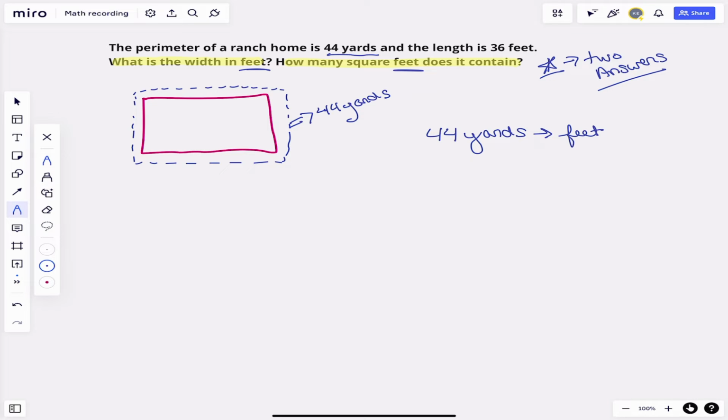I know that there's 3 feet in every yard. And if there's 44 yards, then that gives me a total of 132 feet. Now, just in case you don't know, this little signal means if it's 1, it's going to be feet. And if it was 2, that would be inches. But this one's just going to be 1. So it's 132 feet. That's the perimeter.